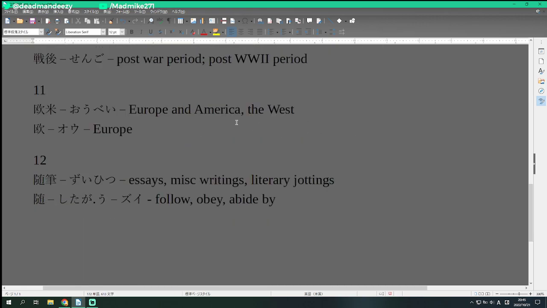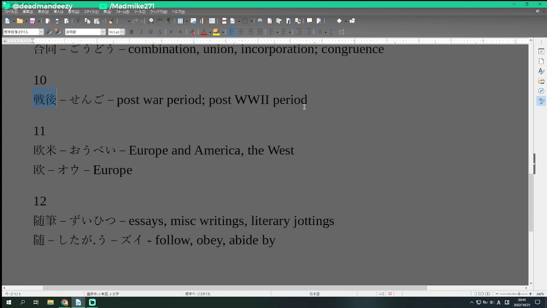Number 10 is sengo. Sen on the left side for a fight or a battle, and go on the right side for afterwards. This is literally after a fight, but it refers to post-war, any post-war period. Specifically, it can sometimes also refer to the post-World War II period, since that was the last big war that Japan was a part of. Sengo is the post-war period.